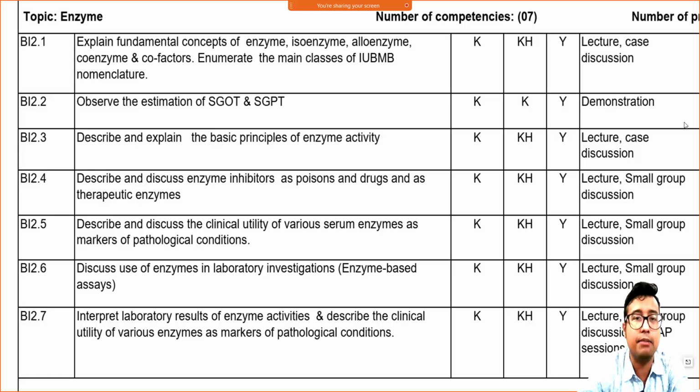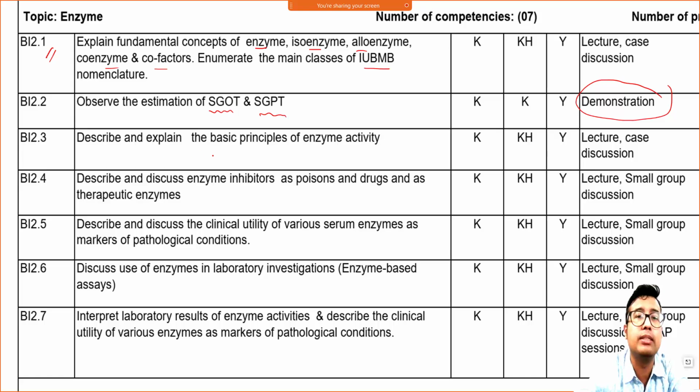Now this time enzyme is elaborated in competency 2.1. If you see the competency booklet of MCI, the first competency 2.1 tells you what you need to know: the fundamental concepts of enzyme, isoenzyme, alloenzyme, coenzyme, cofactor, and enumerate the main classes of IUBMB nomenclature. Then immediately next they give a practical: observe the estimation of SGOT and SGPT. It's a demonstration class, not a lecture. But everything else is again lecture.